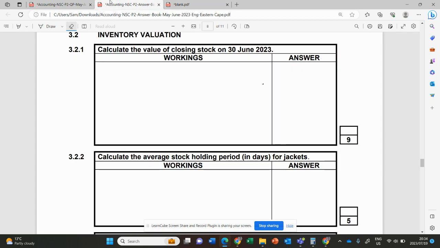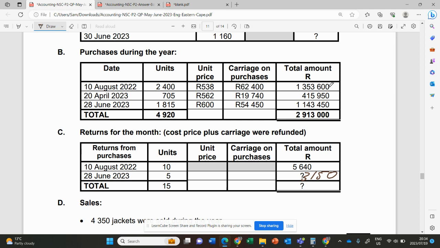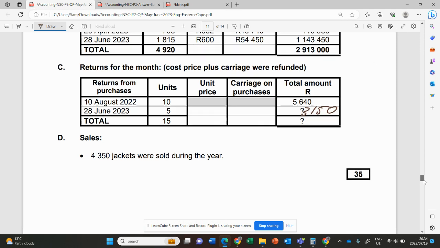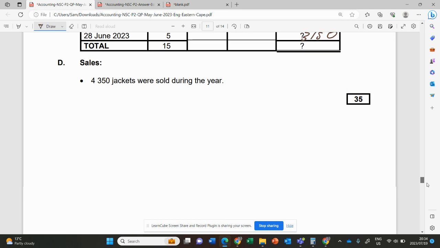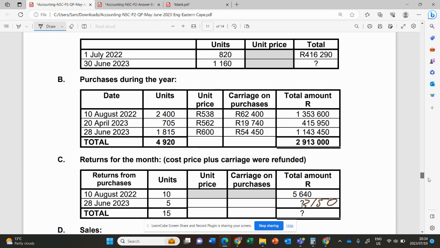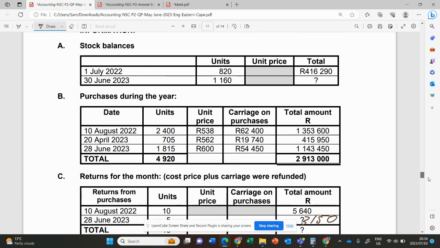Then minus donated goods. Did we donate goods? No. Donated goods none. Did we make personal use of the stock? No. Are we having custom duties? No. Are we having import duties? No. Okay, cool.